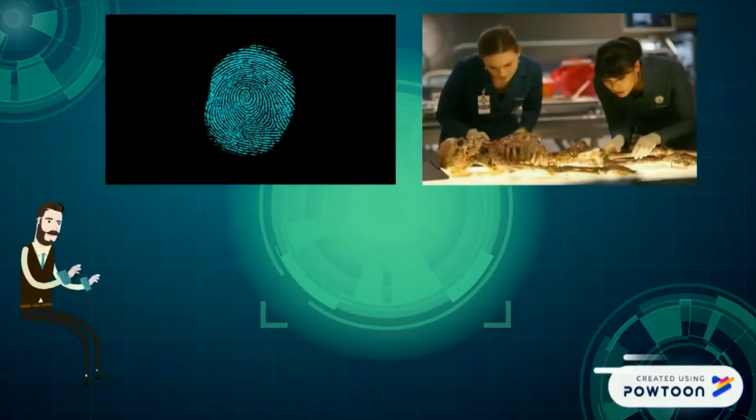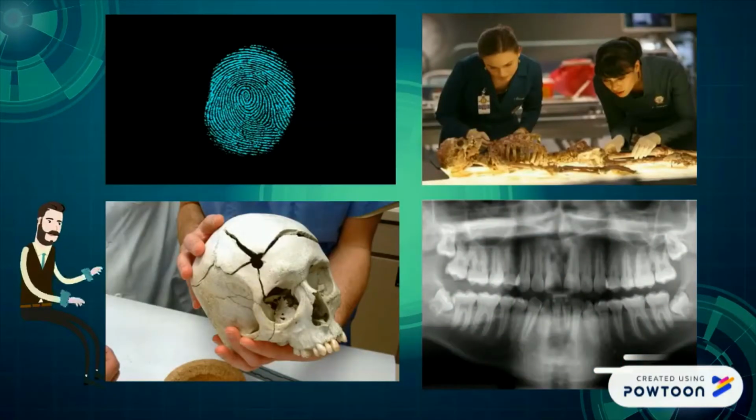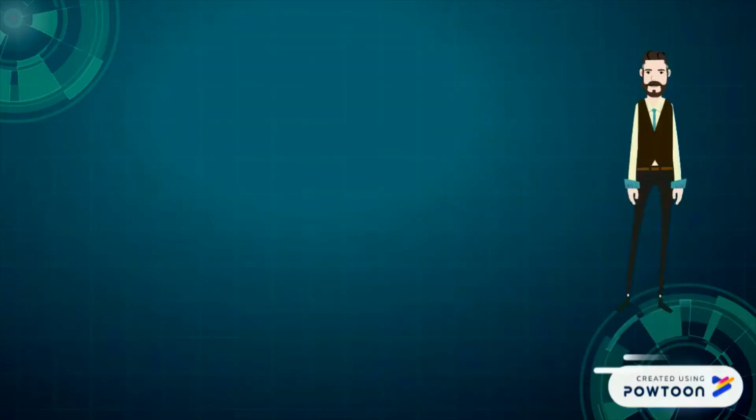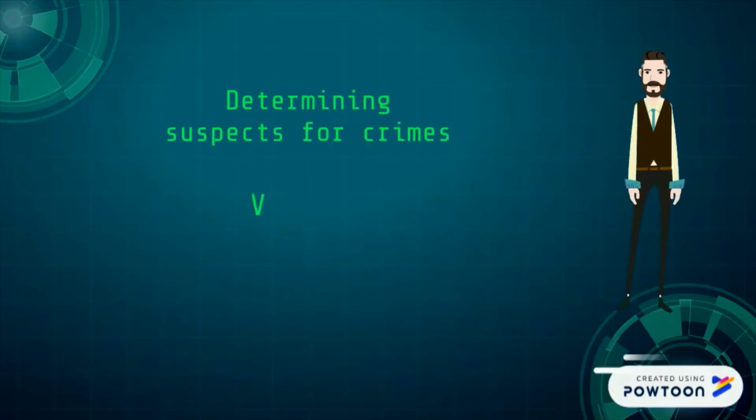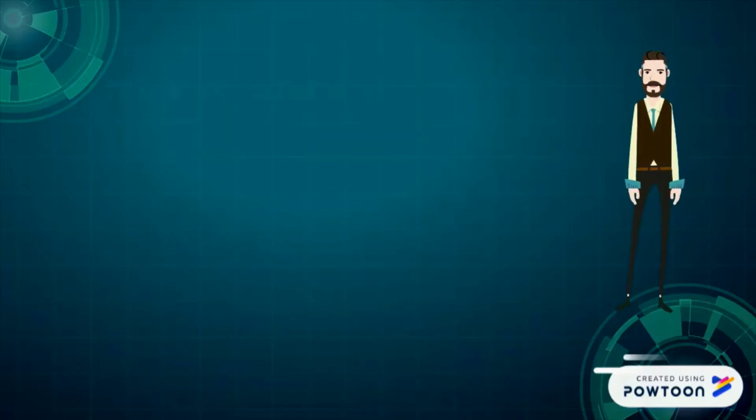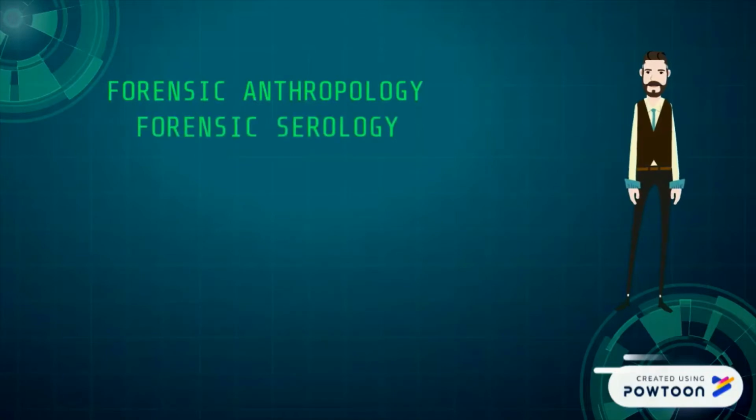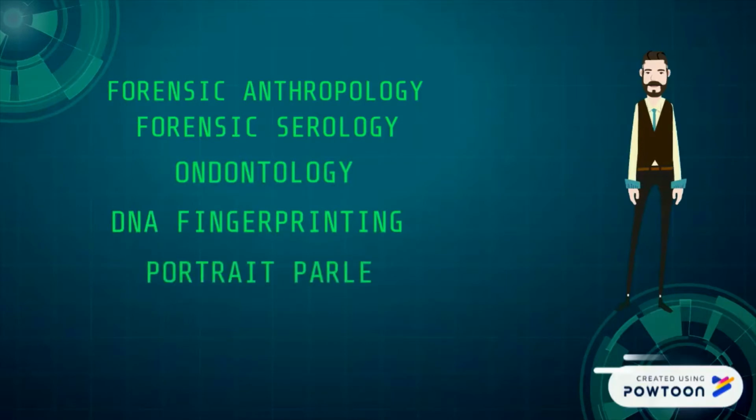As we all know, criminologists use different types of identification in order to distinguish one from the other, and this is one important thing for us to determine who are the suspects for such crimes, the victims, and to give leads to the investigators in accordance to the unlawful act that has happened. These are forensic anthropology, forensic serology, odontology, DNA fingerprinting, portrait parle, and lastly, anthropometry. And I am here to help you know more about the aforementioned methods.